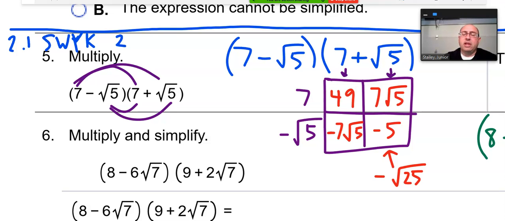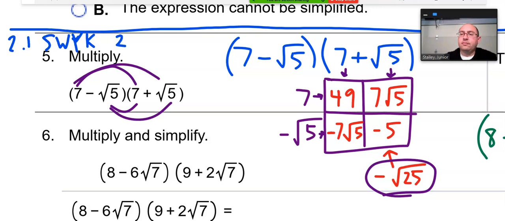Very similar to what we did last semester with polynomials, where we match up the columns and the rows and so forth. So the one thing about the bottom right corner that I want you to remember is that really the bottom right corner is negative square root 25. The negative is not inside the radical, it's outside. And the square root of 25, we know that's 5. That's why I put negative 5 in the box.